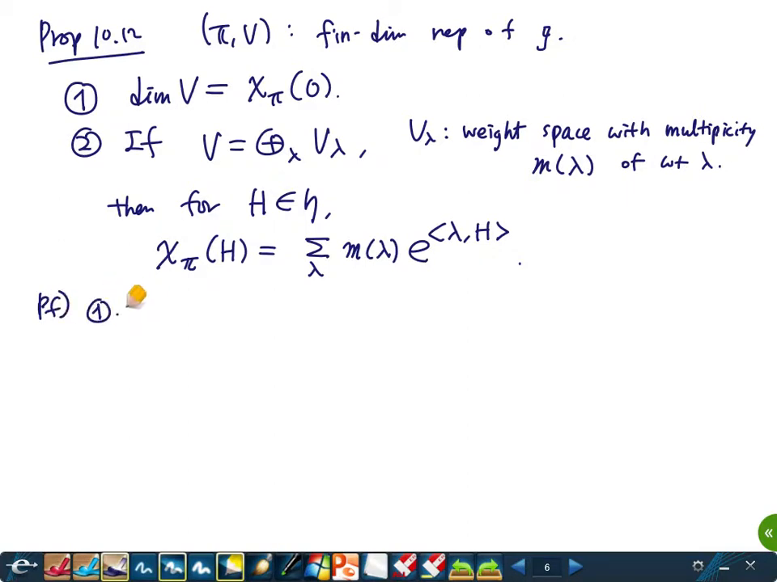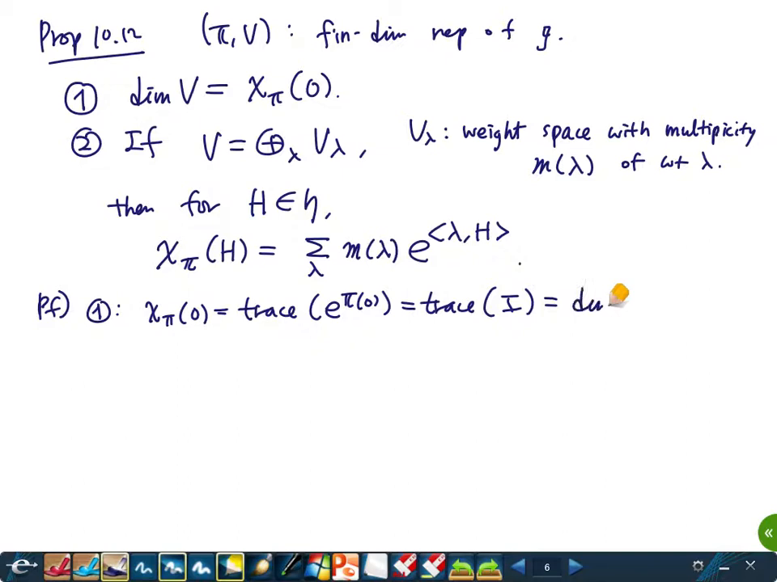So first, let's compute this. What's the meaning of this? This is the trace of e to the pi of 0. But pi of 0 is going to be the identity. Oh, I mean, the whole thing is the identity, because this is 0, and e to the 0 is the identity. But what is the trace of the identity? We have diagonal entries, all ones, so we just add 1 dimension times, so it's just the dimension of V. So very simple, right?